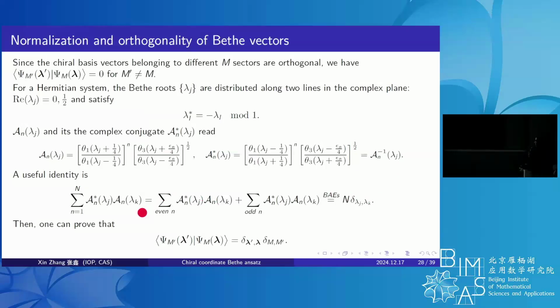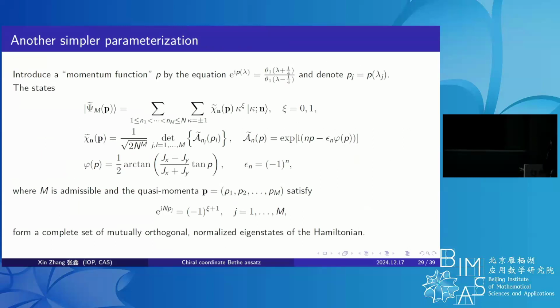After some calculations, we can prove that if the Bethe roots are not the same, then the Bethe states are orthogonal, and they are also normalized. After these results, one of our collaborators realized that maybe we can find another, simpler parameterization than the elliptic functions. So the strategy is like that.